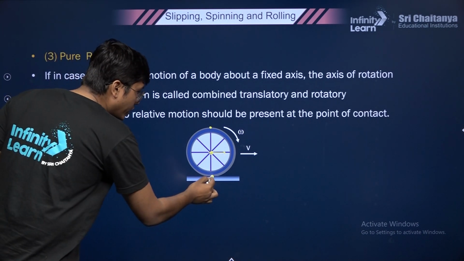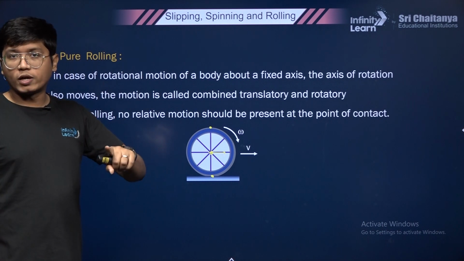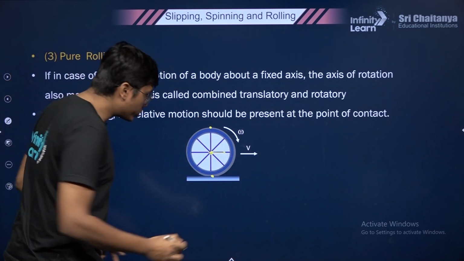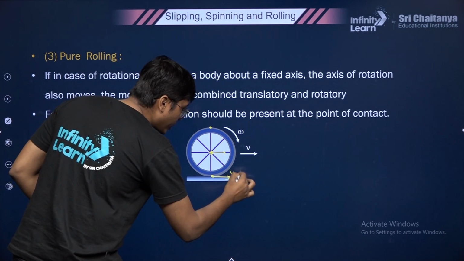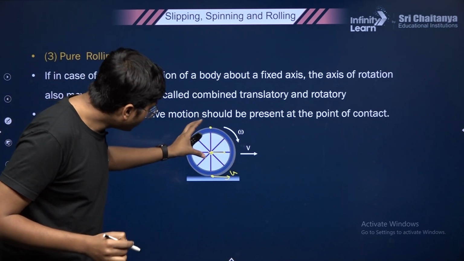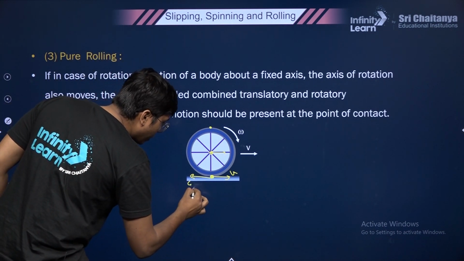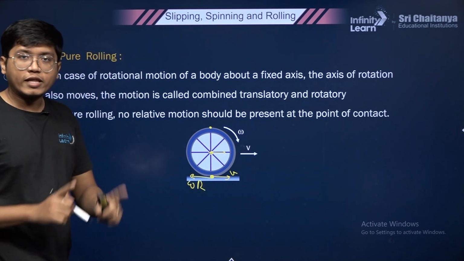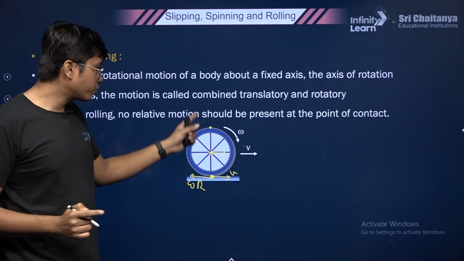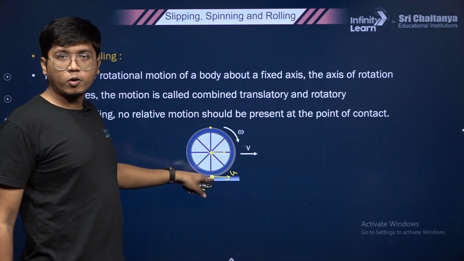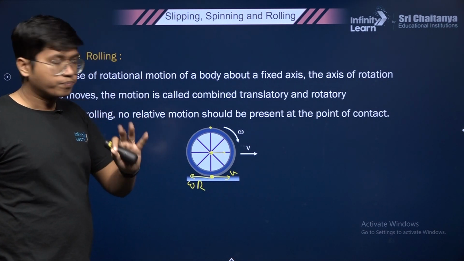This bottom point has zero speed in pure rolling, because on one hand the translational motion tries to give it a velocity v in this direction, but by the rotational motion it has a velocity of omega r in the opposite direction. So they both effectively cancel out, because in pure rolling v is equal to omega r, so the net velocity of the bottom point is equal to 0.